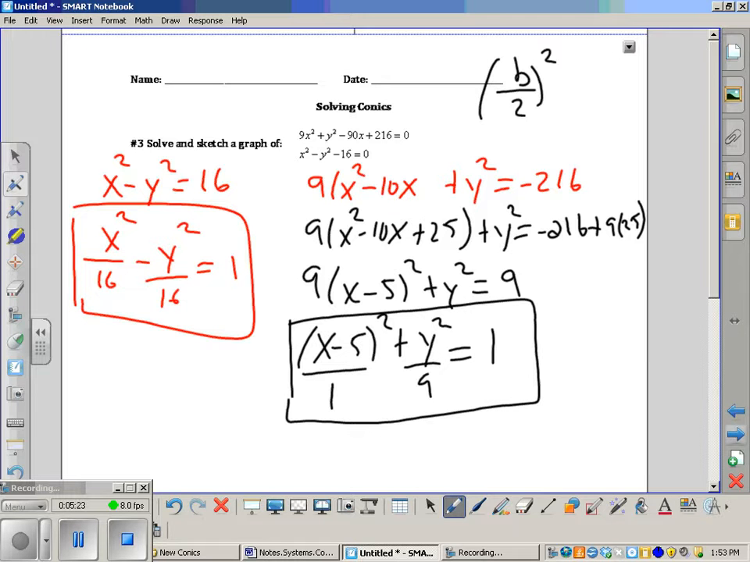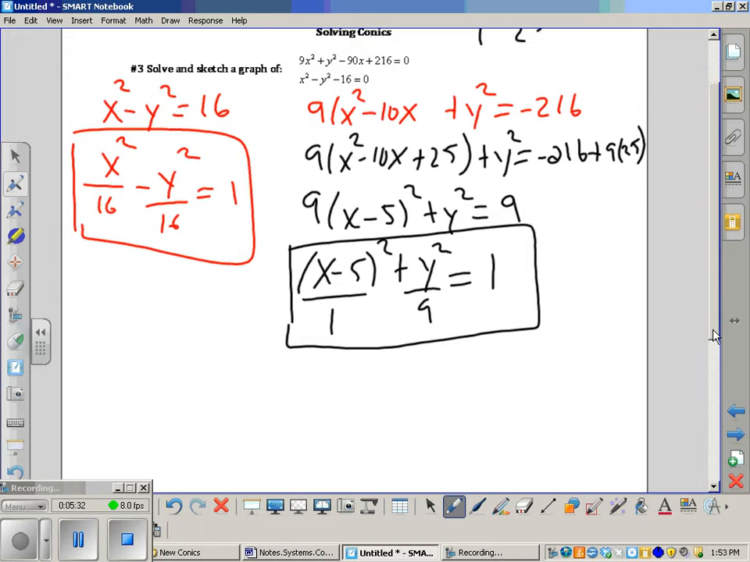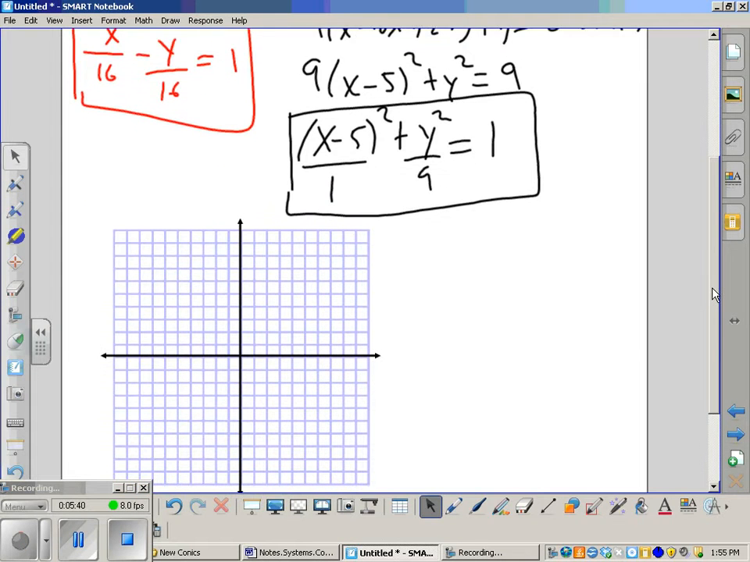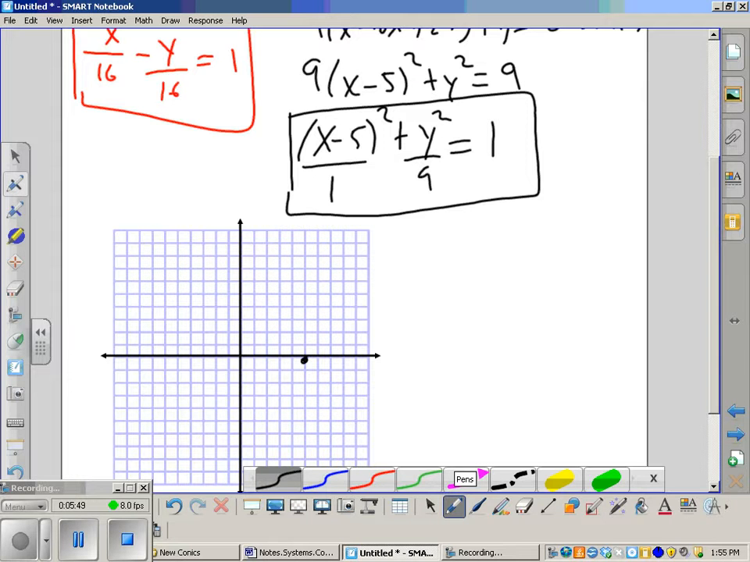Okay, let's do a graph and see what the graph looks like, so we get an idea of how many points we might have. Okay, let's do the ellipse first. So the ellipse has a center of 5, 0. And it looks like it's a vertical ellipse because the bigger number is underneath the y, which I can highlight just to show you what I'm talking about. So the bigger number is the 9. So we're going to go up 3.